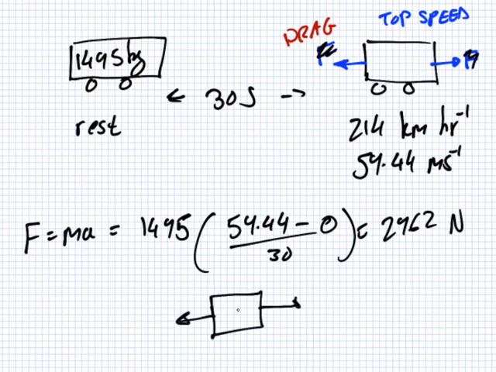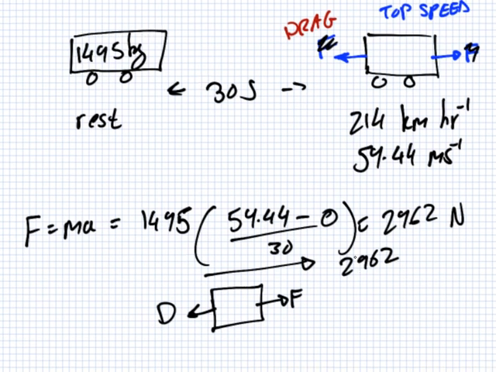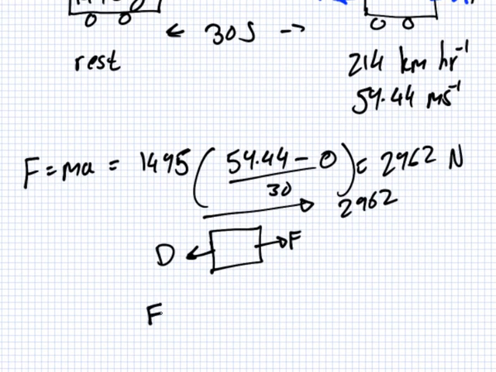Great. So if I go back to my picture now, does that mean this is 2962 and this is 2962? No. What is this 2962? The total force. So the total is 2962. So this force minus the drag force has to equal 2962. But what is the drag force? I mean, we have two unknowns. This is a big problem.